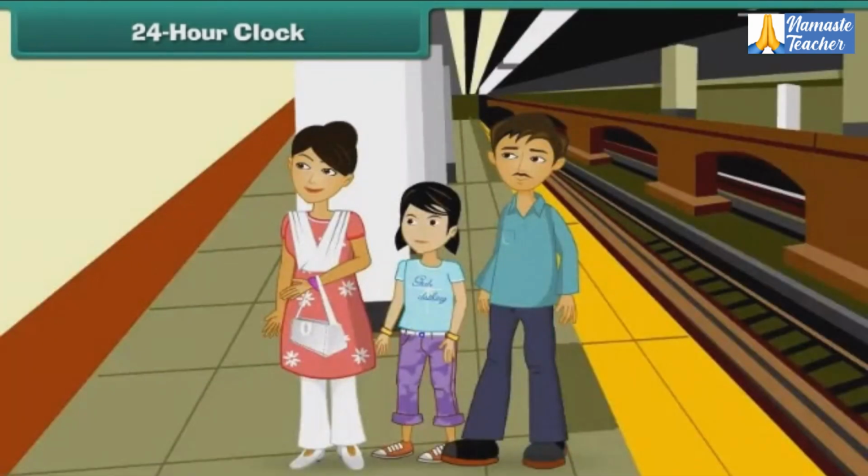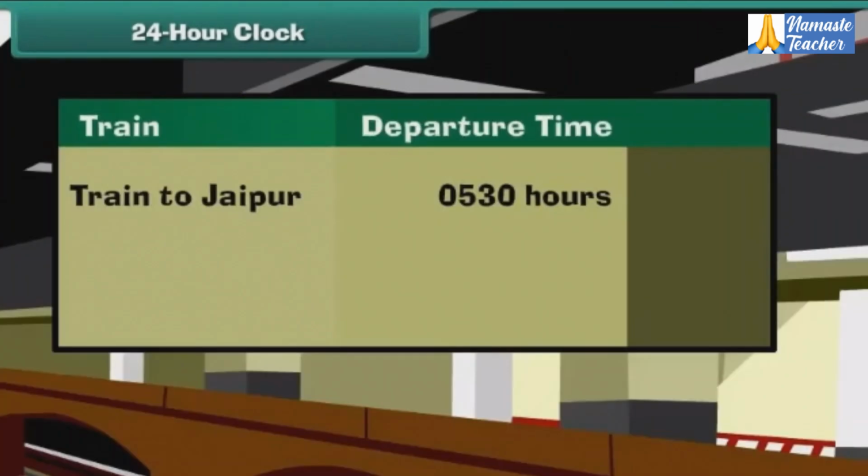Latika's family arrives at the railway station and checks the departure display. Their train for Jaipur is delayed. It will now depart at 0530 hours the next day. What is the corresponding 12-hour time? As 0530 is smaller than 1200, the 12-hour time is the same and we use AM with it. Therefore, the corresponding 12-hour time is 5:30 AM.